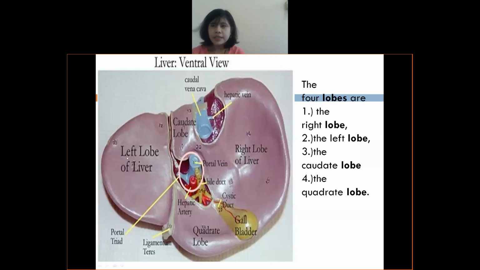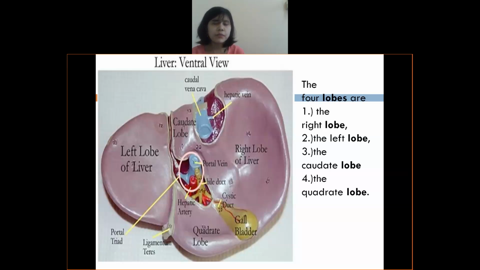Yes. So the liver is divided into 4 lobes. The first one is left. This is the left. This is the right. And next is the caudate lobe. This is the caudate lobe. And the next is the quadrate lobe. Okay, so these are the 4 lobes which you will get in the liver.